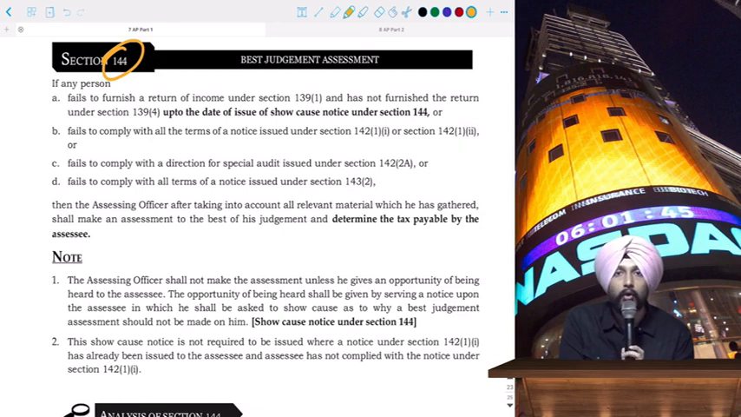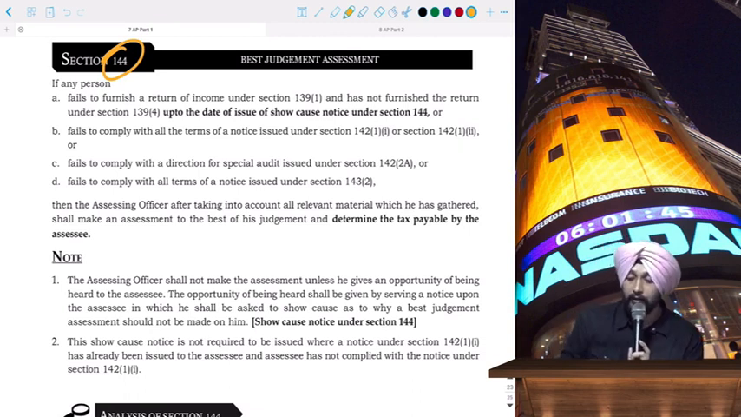A notice was issued to you under 142(1)(1) or under section 142(1)(2). You still did not file your return, or you failed to comply with the terms of the notice being served on you. You did not comply with the special audit which was required under 142(2)(a). We discussed this. Or you failed to comply with all the terms of the notice issued under 143(2). In all these cases, the assessing officer can go ahead and do the best judgment assessment. Okay.